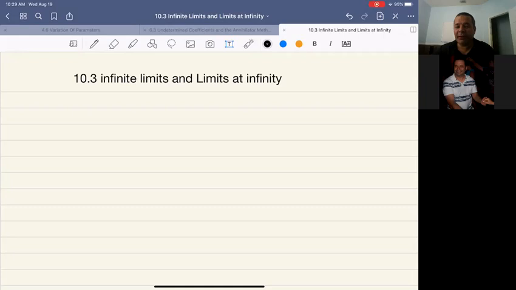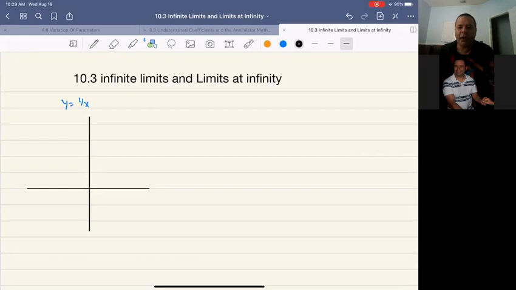Before we get into any problems, I wanted to look at a couple of examples that are indicative of everything we're going to be doing today. First, let's take a look at y equals 1 over x. I started to look at this in the last video, but I really want to look at it a little bit more today.